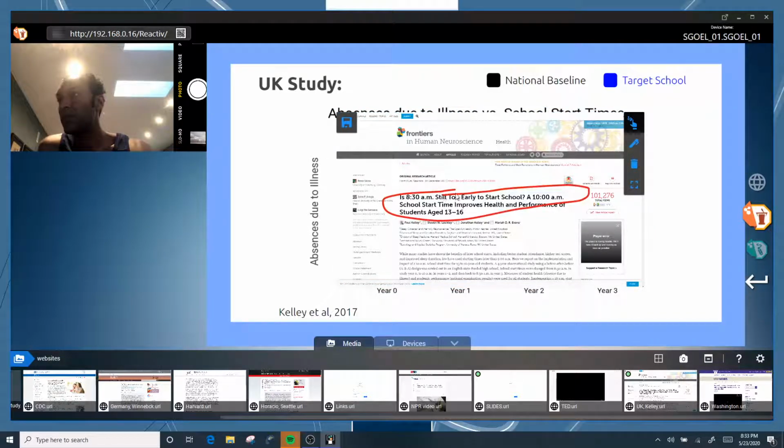There you go. This is by Kelly et al. It's a UK study that happened in England. If you want to look at it, it's in Frontiers in Human Neuroscience. Okay, let's move on.